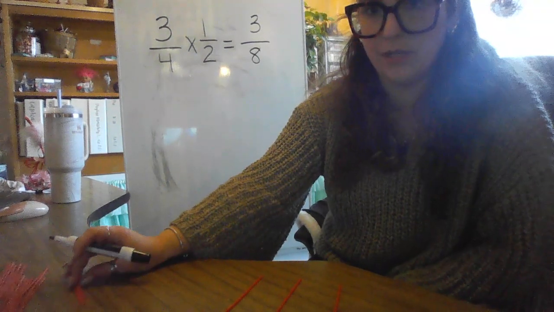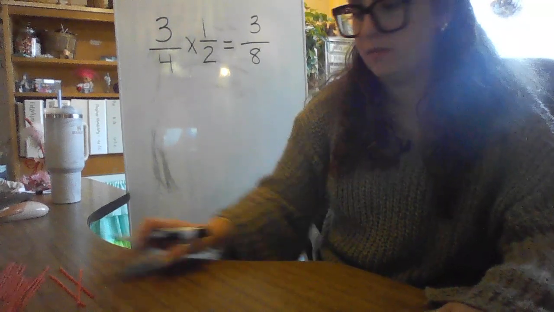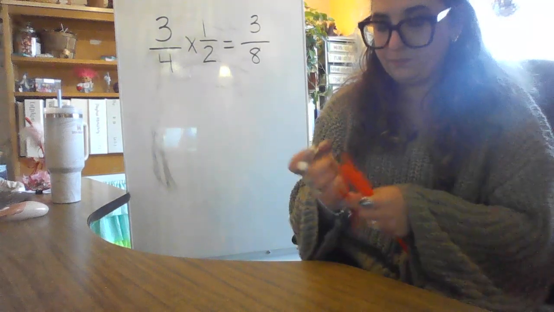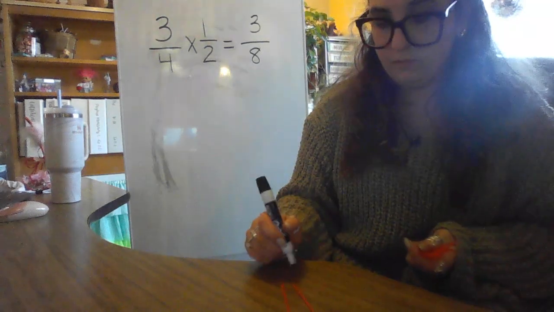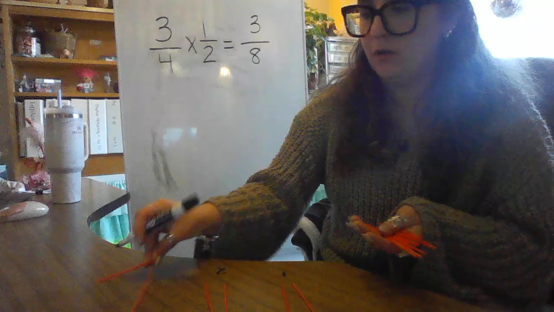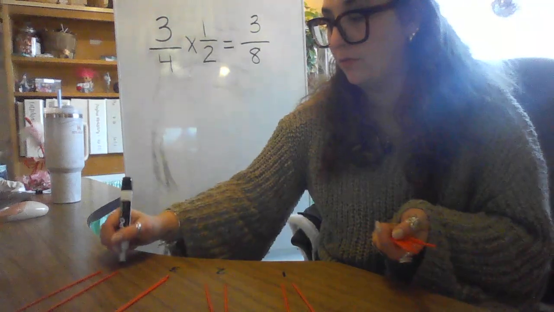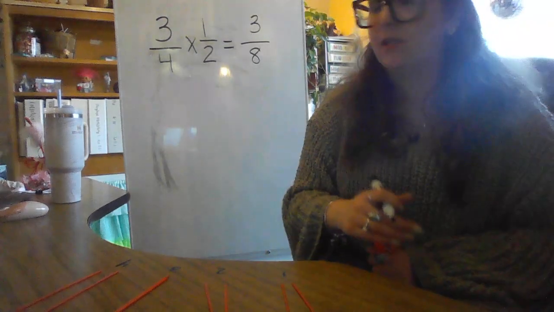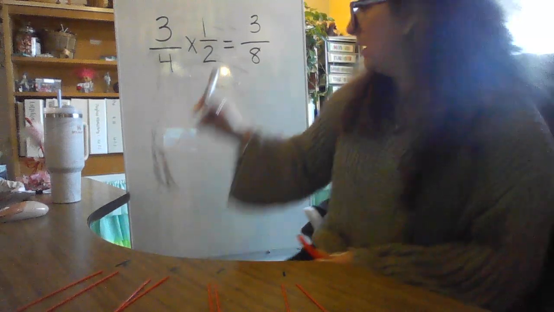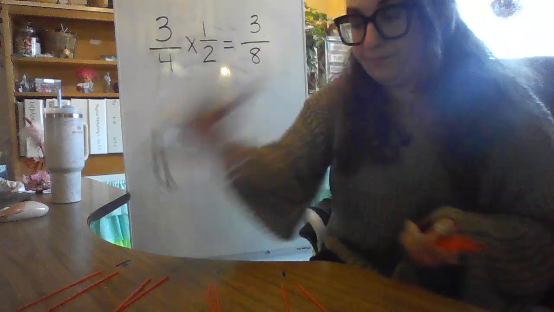Doing the same thing for the denominator, we have 4 groups of 2. We know that our 3 groups of 1 is 3, so we'll move them over here. Now we have 4 groups of 2. 1, 2, that's 1 group. 1, 2, that's 2 groups. 1, 2, that's 3 groups. 1, 2, that's 4 groups. So 4 groups of 2. Then we count all of our sticks and see how many we have: 1, 2, 3, 4, 5, 6, 7, 8. So that again gave us 8 for the answer of 3/8.